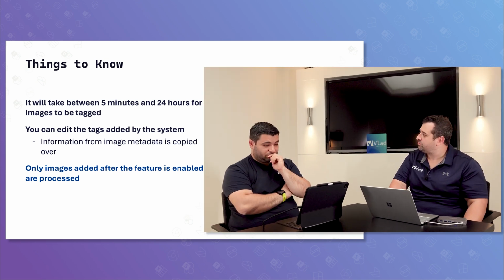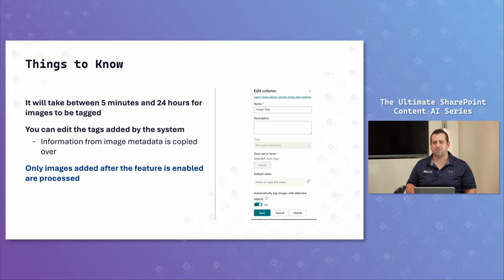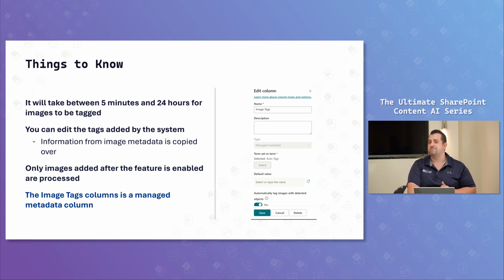Now, Gokan, I know we have this problem with many other things. We have it with OCR. We have it with, what else did you cover? With taxonomy tagging. AI models. With AI models. Only images added after the feature is enabled are processed. I wish they changed that. I wish they enabled us, like autofill columns, to just click on it and process it. But this is why I told you a few minutes ago, as soon as you know you want to use this feature in the library, enable it, because you don't want to upload a ton of images and then regret it after, have to remove them, re-add them, and all of that. It's not fun. And the image tags column is actually a managed metadata column. So that is quite cool.